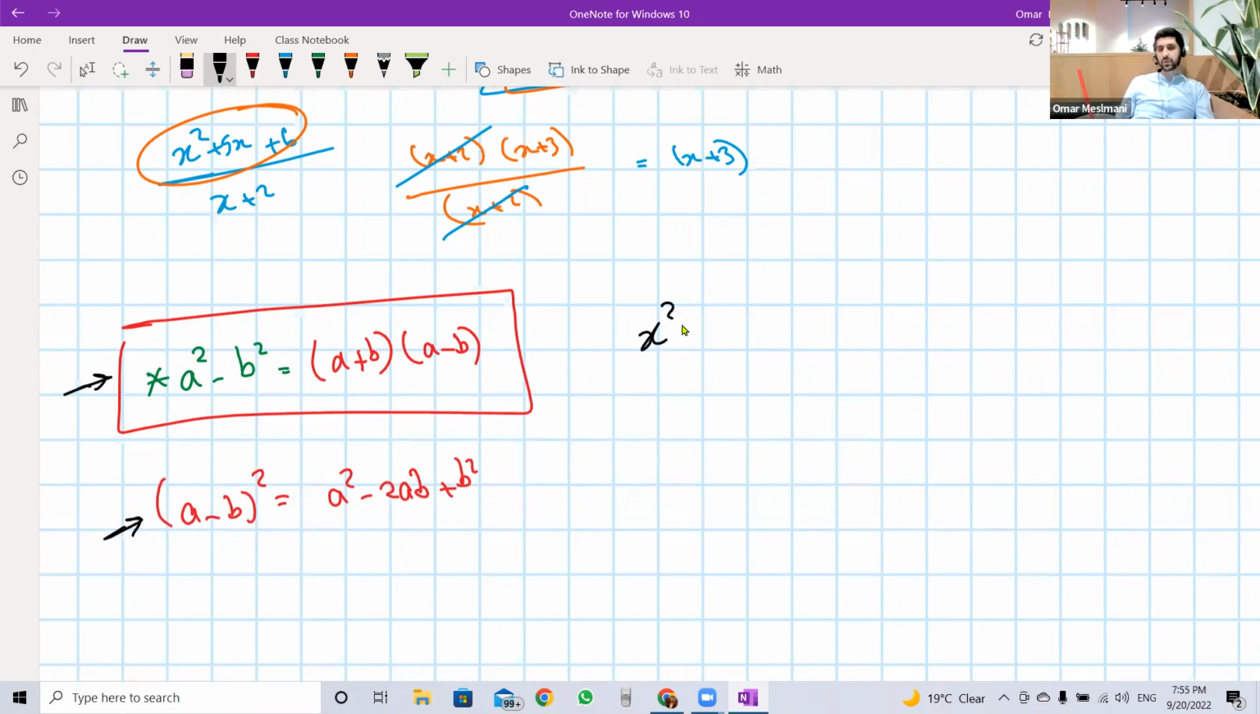Maybe you will have x squared minus 25. How do you factor it? X squared minus 25, what do you do? Square root both sides, and you get x equals 5. But you do this if you have an equal 0. But no, I don't have an equal 0. I have just this expression.